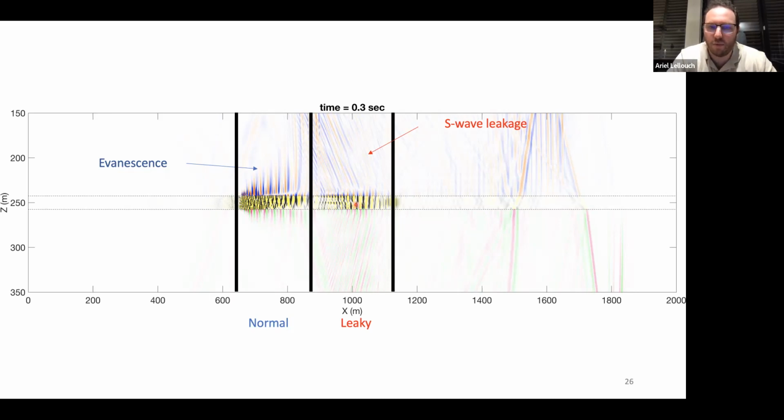The other type, the faster one, closer to P wave velocity, is actually a leaky mode. This is something that's a little bit less intuitive, but you can think about it as some constructive interference of P waves that also radiates energy in the form of S waves.